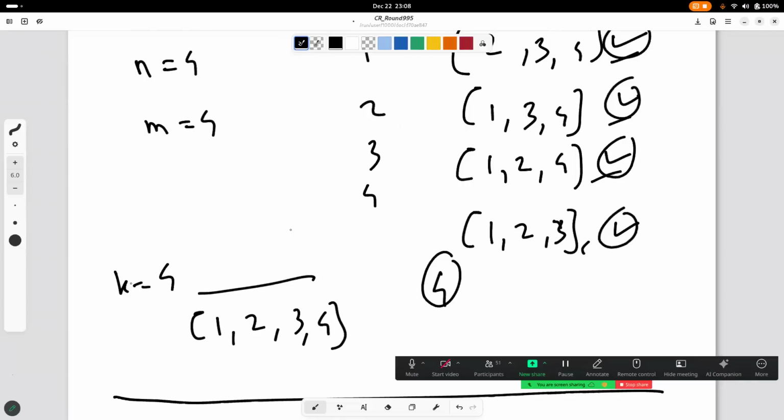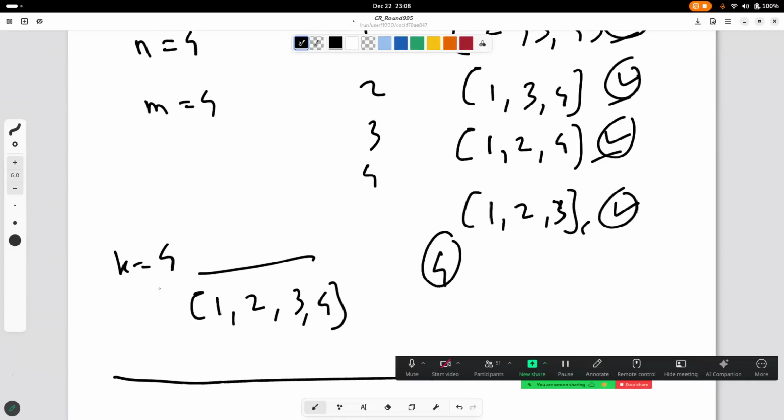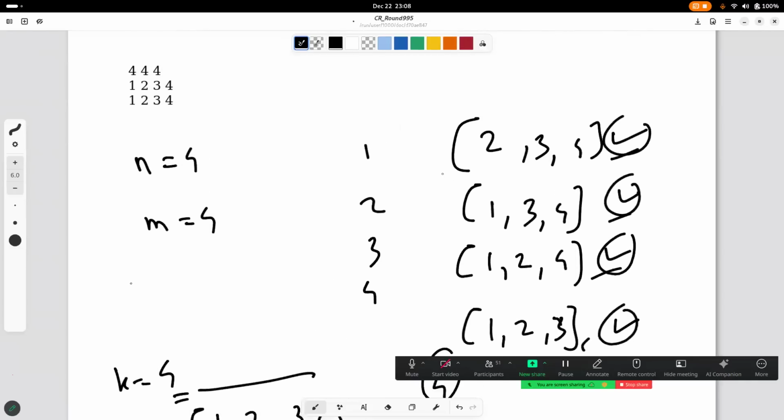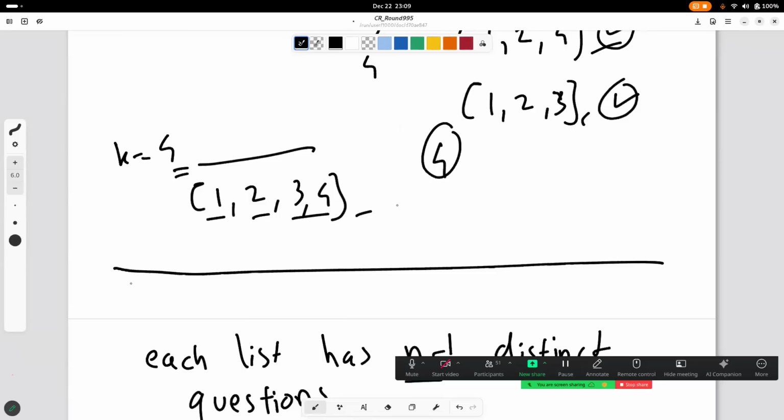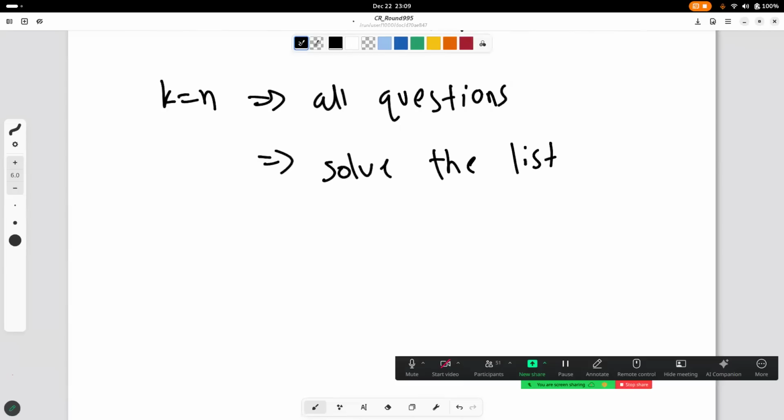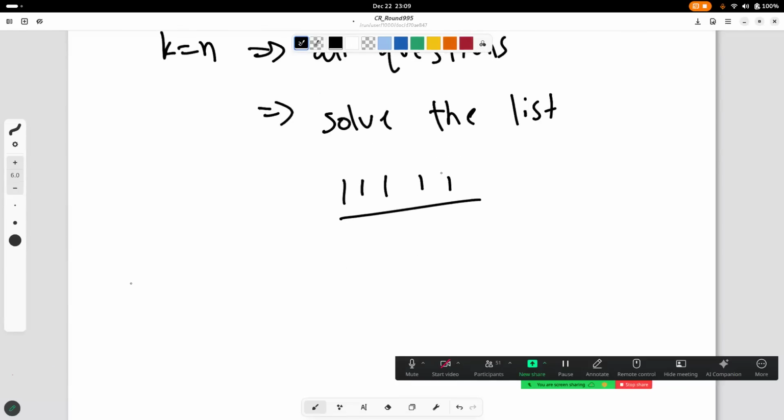Like in this condition, k was 4, so you could solve 1, 2, 3, 4. All the questions could be solved. So if you pick any list, 2, 3, 4, can I solve 2? Yes. Can I solve 3? Yes. Can I solve 4? Yes. So if k equal to n, you could solve all the questions, and your answer would be 1, 1, 1, 1, all ones.